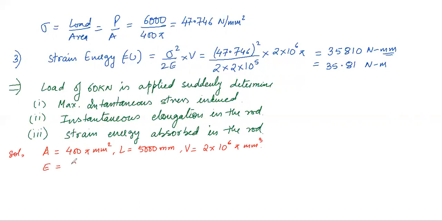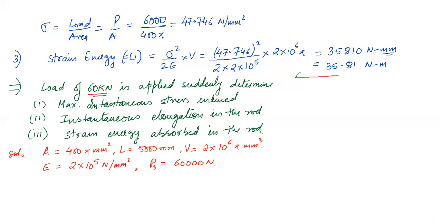E in the expression is given as 2 into 10 to the power 5 Newton per mm square. And yes, there is a change of 60 kilonewton, but that load is applied suddenly. So we give this P value, Ps, which is defined as 60,000 Newton, right?